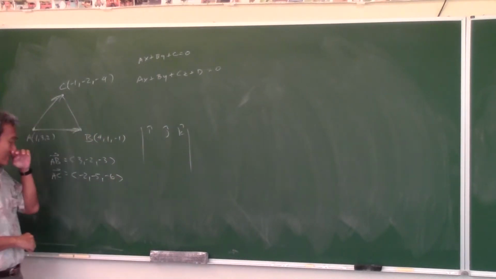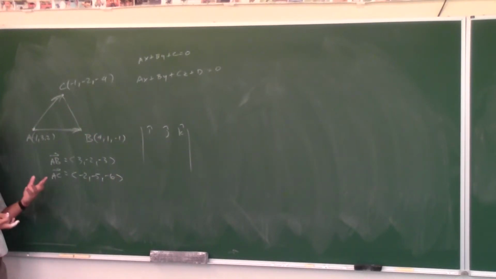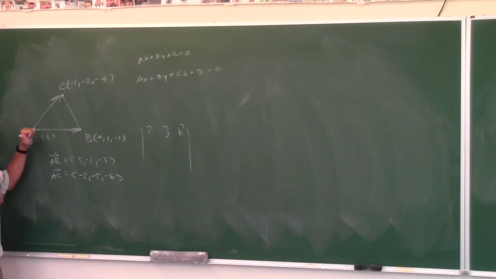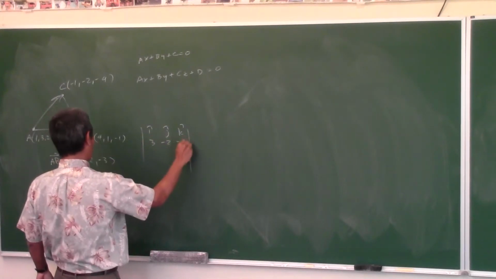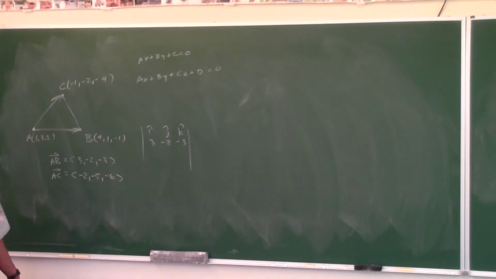Now, since we're not interested in the direction so much, we just need a vector that is perpendicular to the plane. So it doesn't matter which vector you put in first. You guys understand that? Because it doesn't matter if the vector points that way or that way, it's still perpendicular, right?